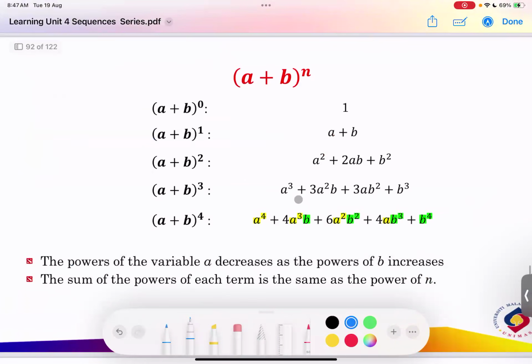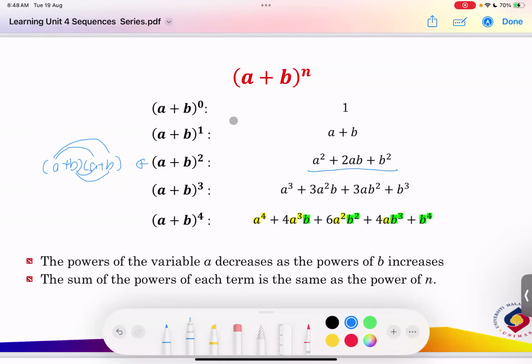So let's see here. We used to learn this one, (a + b)^0. Anything to the power of 0 is equal to 1. Let us recall our prior knowledge. (a + b)^1 is the same value as a + b. But (a + b)^2 will become a^2 + 2ab + b^2. Let us recall, it's actually (a + b) multiplied by (a + b), and you get this answer. This process we carry forward like this and like this.